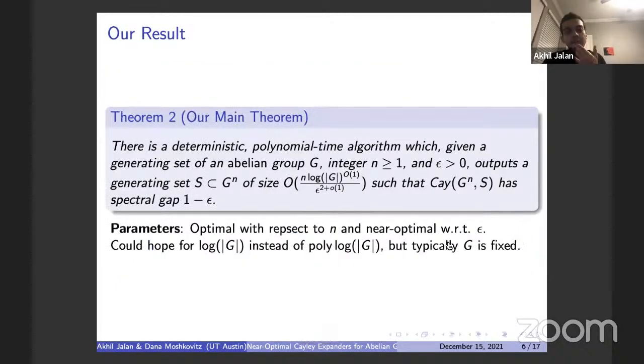Our result is that we can get an explicit construction deterministically in polynomial time. And we get parameters which almost match Alon and Roichman. The size of our generating set is n times polylog G times 1 over epsilon to the 2 plus little o of 1. So this is near optimal in the sense that it has the optimal dependence on n and almost optimal on epsilon. There is this polylog G factor, which we could hope to improve. But this is actually a byproduct of another construction we use. So a work that improved this would have to go in a totally new direction.